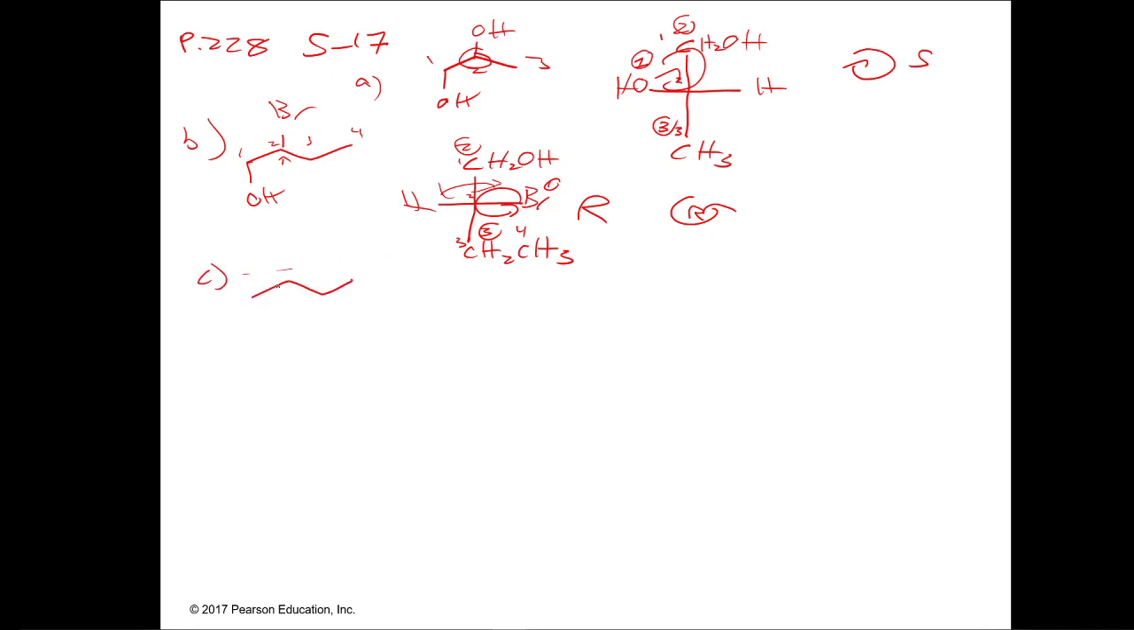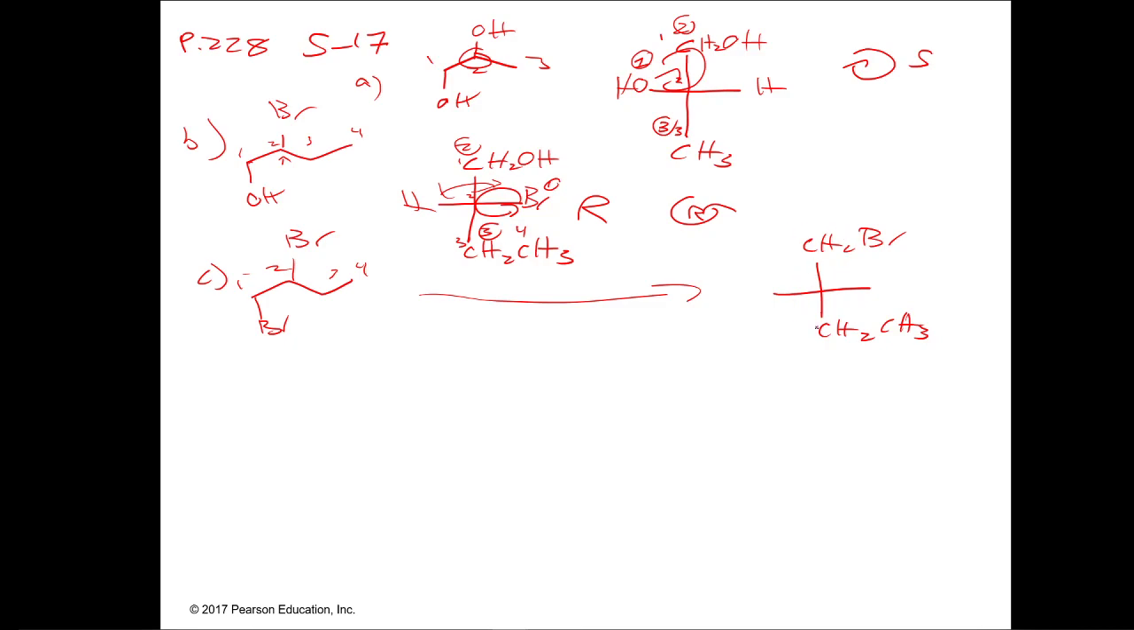Dibromobutane. So butane again. S-1,2-dibromobutane. Ain't that a pretty molecule? Okay, so now on top we're going to have, I'm going to bring this over here. Now on top we're going to have, this is going to be 1, 2, 3, 4. So we're going to have CH2Br, CH2CH3. Okay, so then the question is, again, we want S.